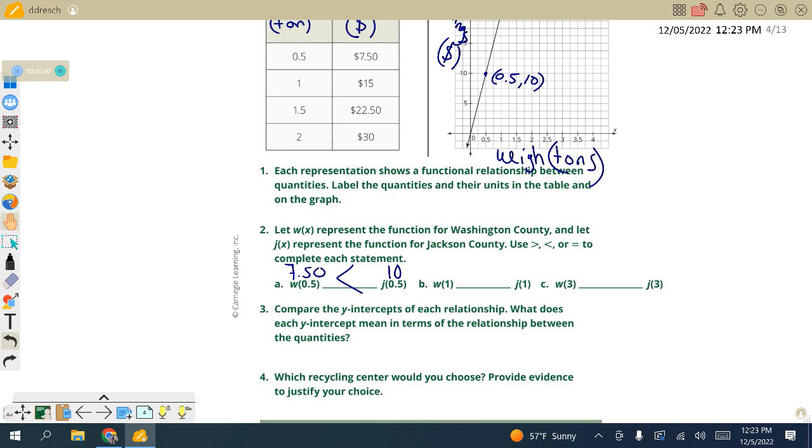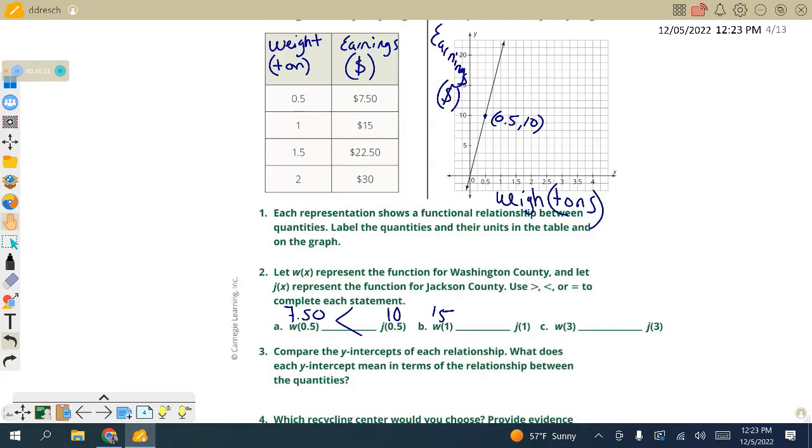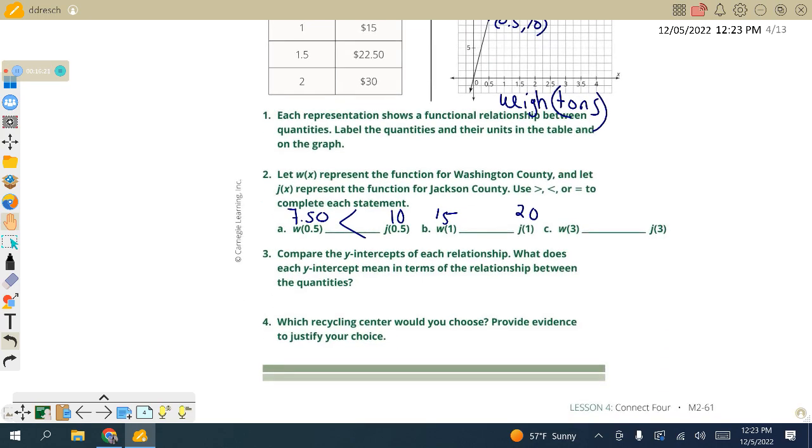Washington, when we got 1 ton, how much is Washington giving us for a ton? We're going to compare that to Jackson for a ton. How much does Jackson give us for a ton? Go up, up, up, up. Right here at 1 ton gets us a big old $20. Is Washington or Jackson better right now? Jackson's still a bit better, right? Washington is less than Jackson. Let's see if that trend continues.